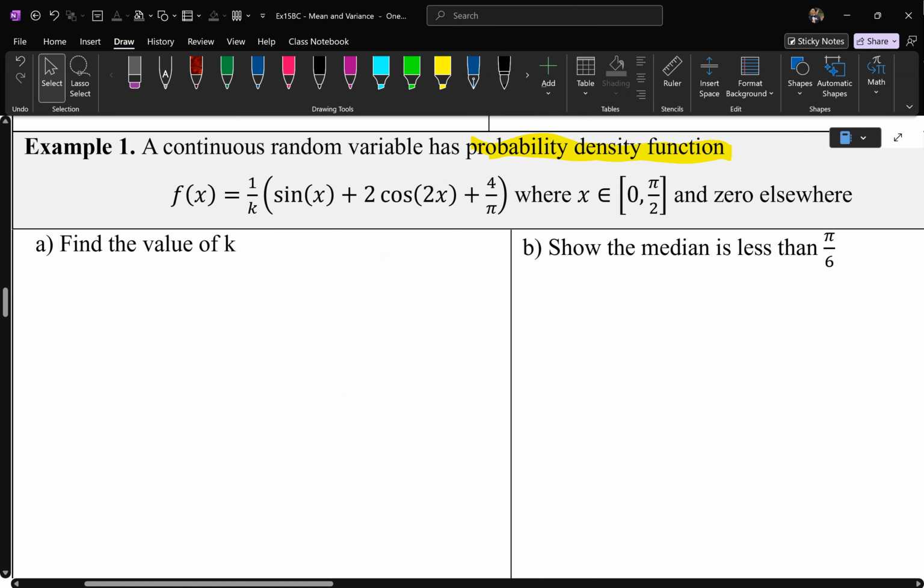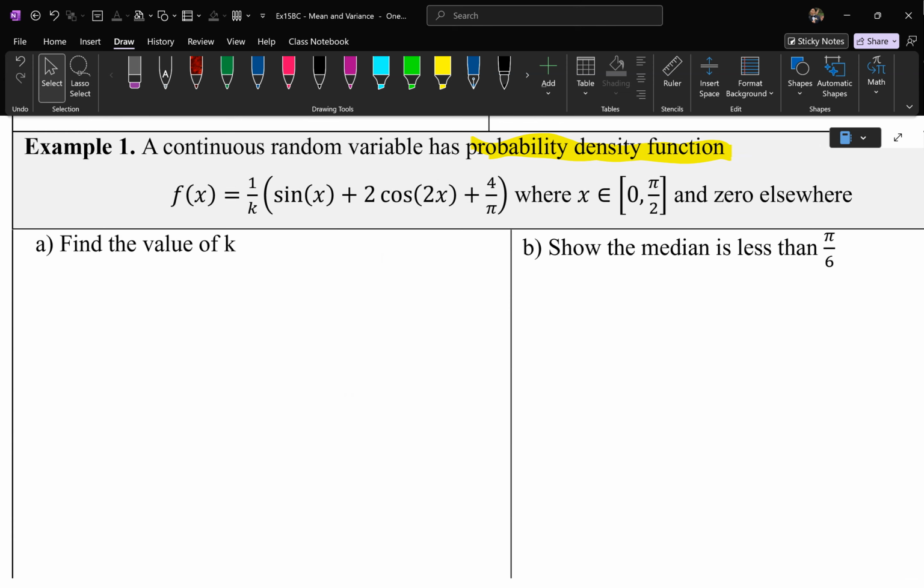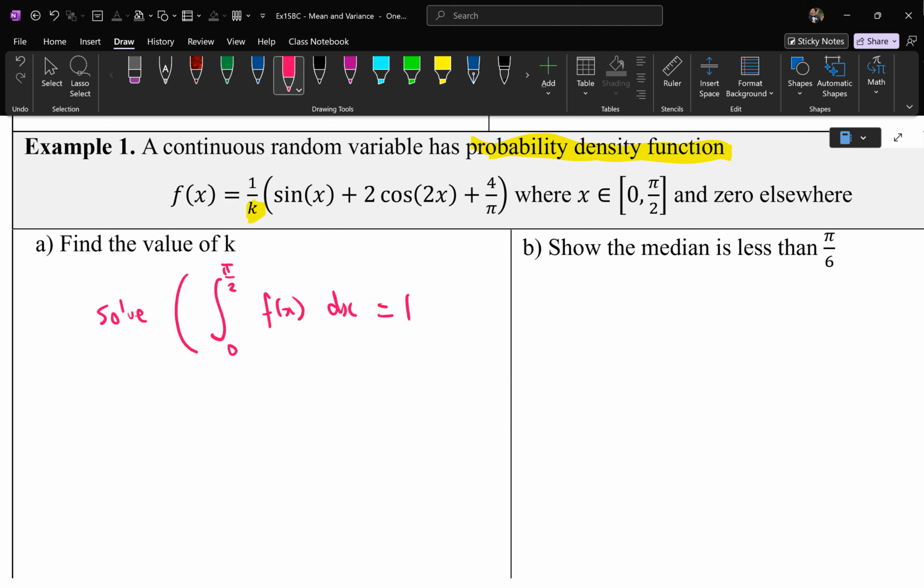So the first part of the question, this is your function. Looks nasty? Don't worry, you got a CAS. Find the value of k. Here's your k. Can someone tell me what would you type on your CAS to find k? You know it's a probability density function. Pat: Integral from 0 to pi on 2 of f of x equals 1, and then you solve for k. Beautiful. This is what you would type on your CAS.